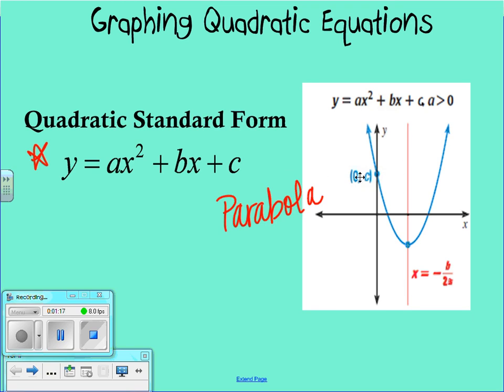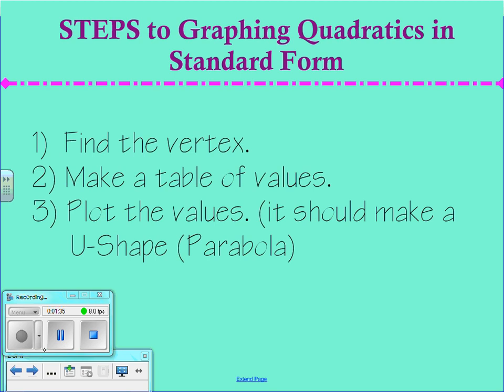And then, of course, notice that the point where the parabola goes through the y-intercept, we call (0, c). So anytime you have a value for c, that will be the y-intercept, as long as the a is greater than 1. All right, go ahead and pause your video and copy down the steps, and we'll talk about it on the next slide.